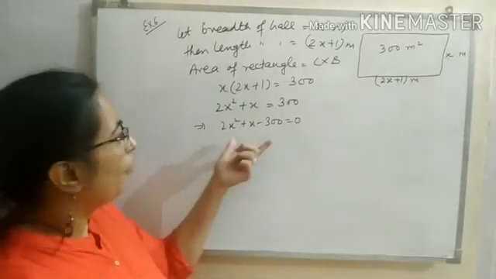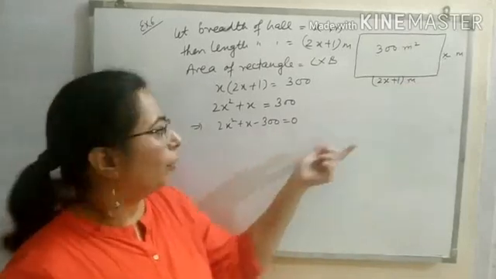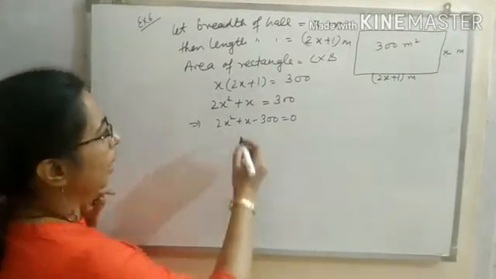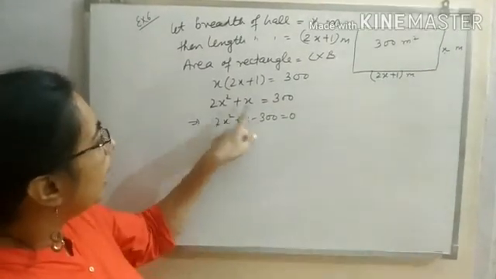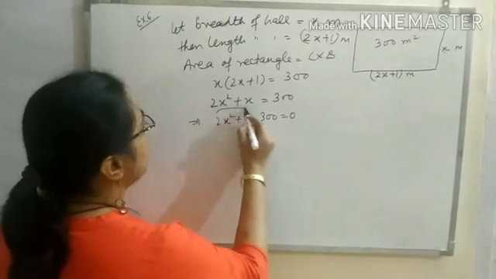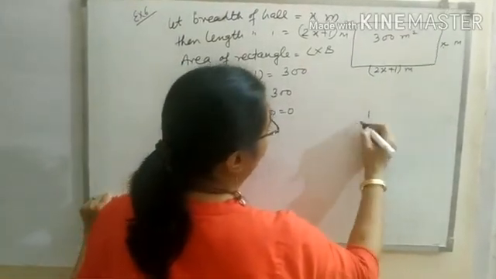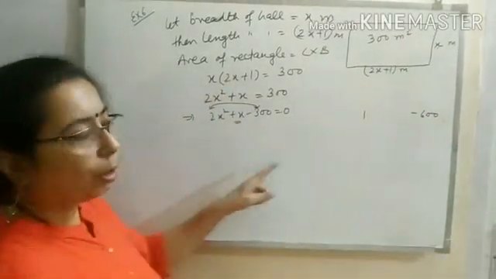This equation we have obtained earlier also. Now he wants to find the length and breadth of the hall. Now we have to factorize it. We have to make the factors by splitting the middle term such that the sum of factors is plus 1 and the product of factors is minus 600. 1 should be the sum in addition and subtraction, and minus 600 should be the product of the factors.